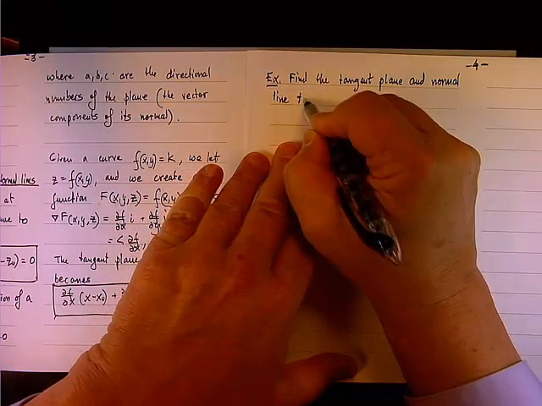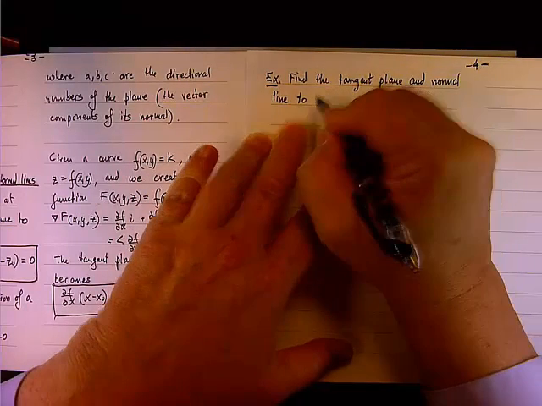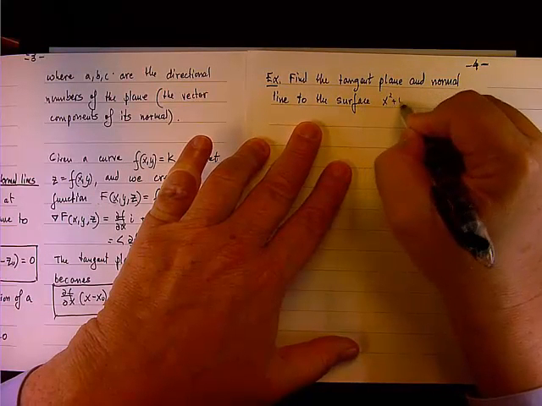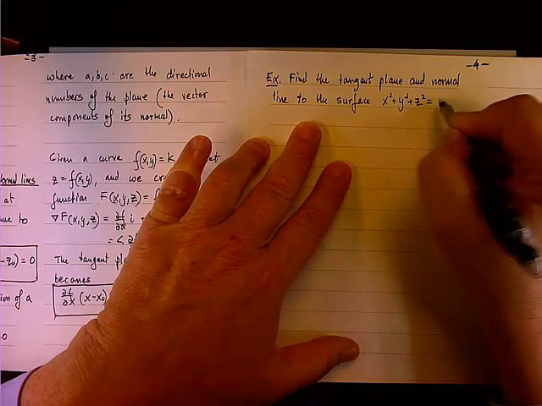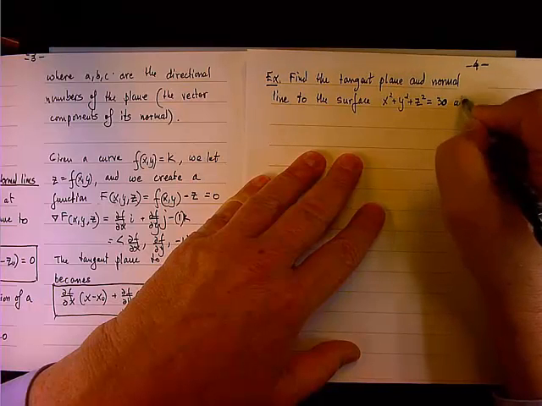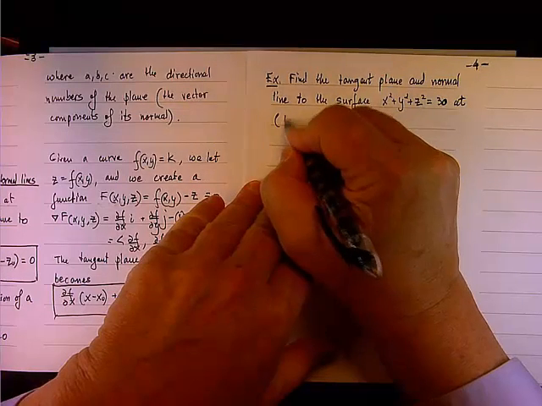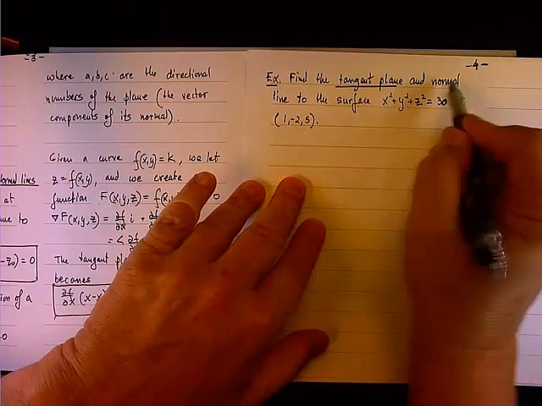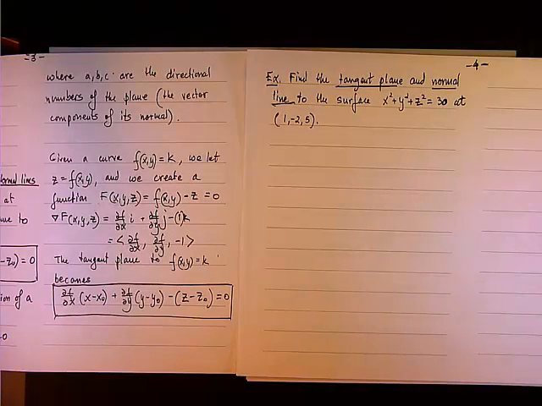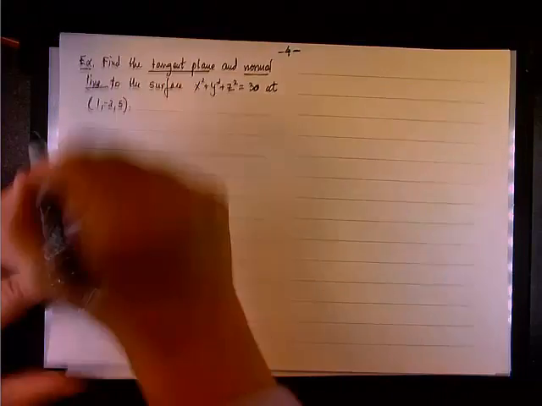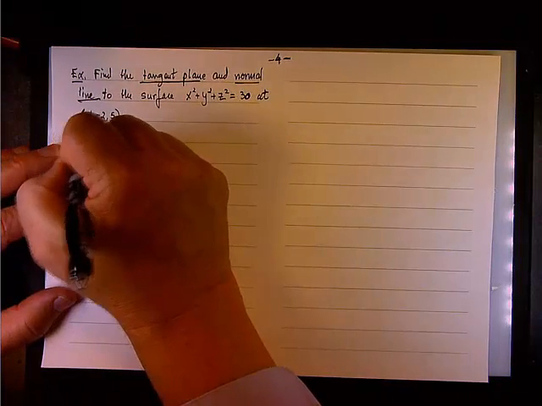Okay, find the tangent plane and normal lines to the surface x squared plus y squared plus z squared equals 30 at the point 1, -2, and 5. So we have two things to find: the tangent plane and the normal line. And the surface obviously is a sphere.